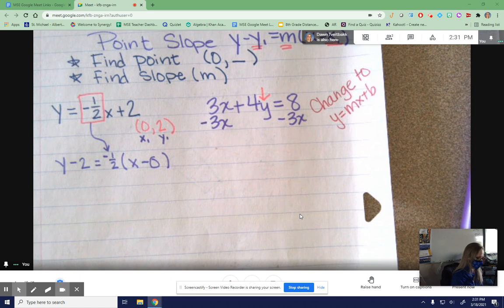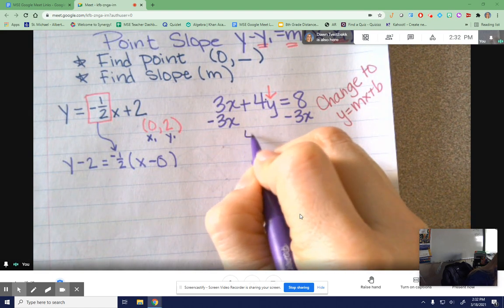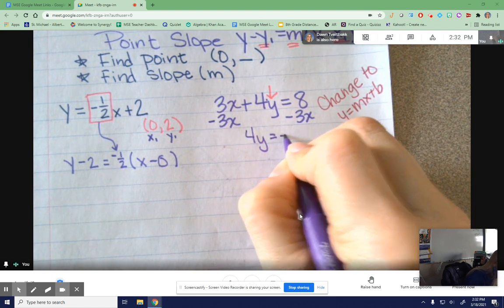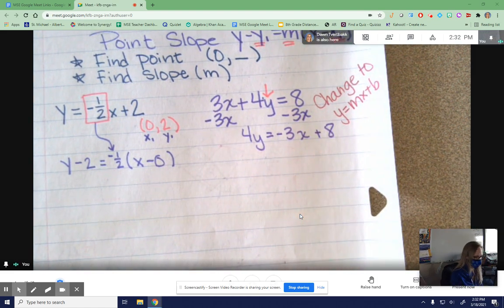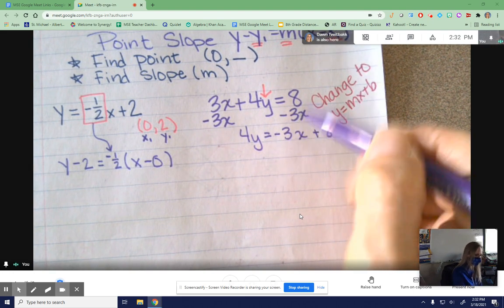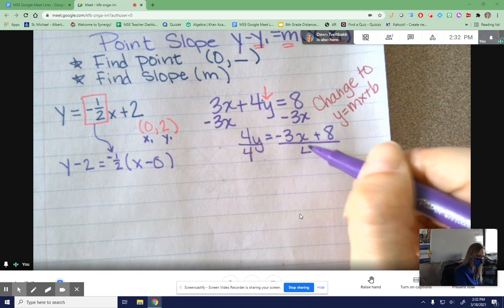Couldn't you just start with dividing by 4? I could, but I like to do the order of operations backwards. I like to always undo the addition and subtraction and then undo the multiplication and division. Totally could start with division though. But remember the rule with divide, everybody's got to be divided. So don't forget to divide this by 4 as well. So then you'd have 4y equals negative 3x plus 8. And then divide by 4.